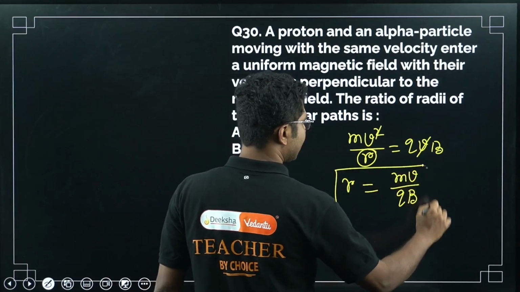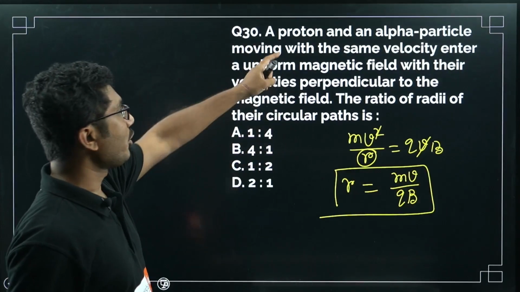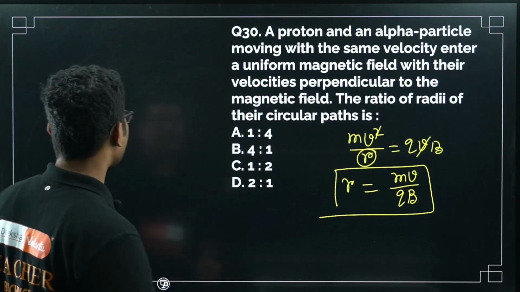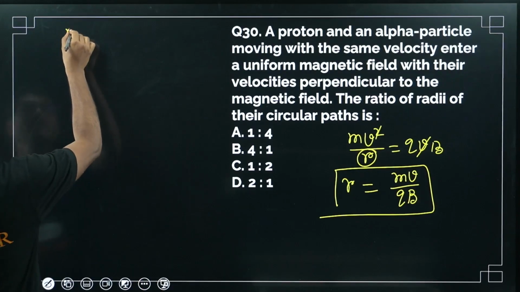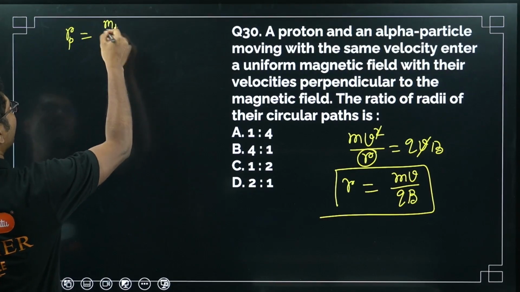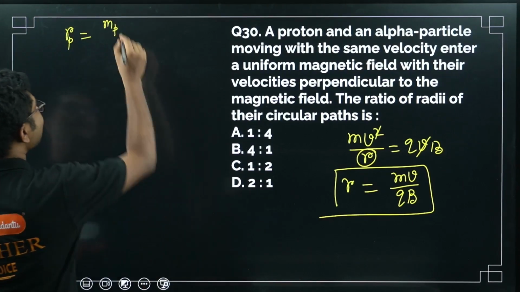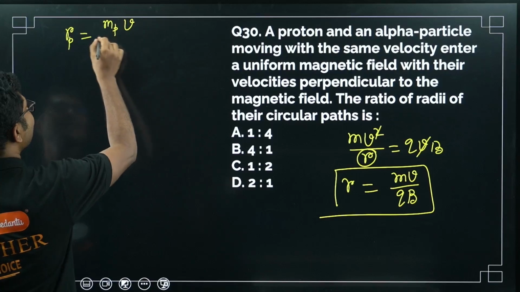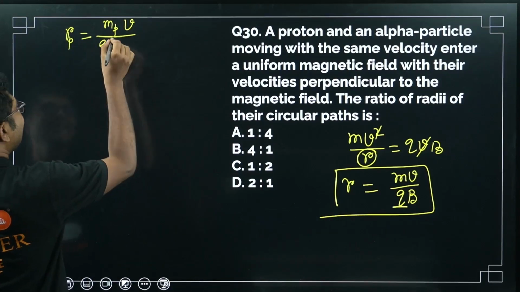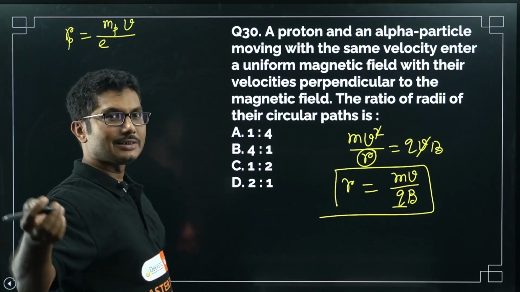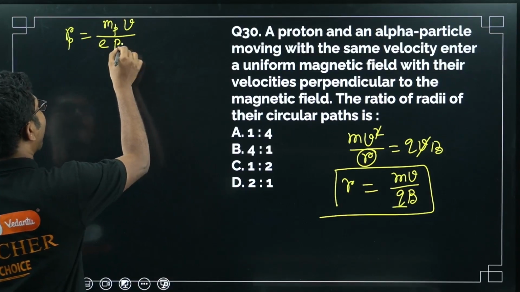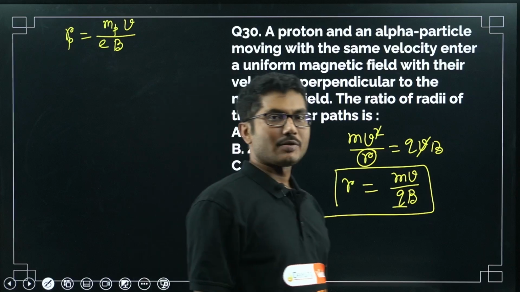Now it is said that a proton and an alpha particle. What is the relationship between a proton and an alpha particle? First, find it in the case of a proton. So for proton, mass is mass of proton. Velocity is constant for both the particles. Charge of a proton is plus e. Electron is minus e, so proton is plus e, plus eB. So this is the radius of a proton.